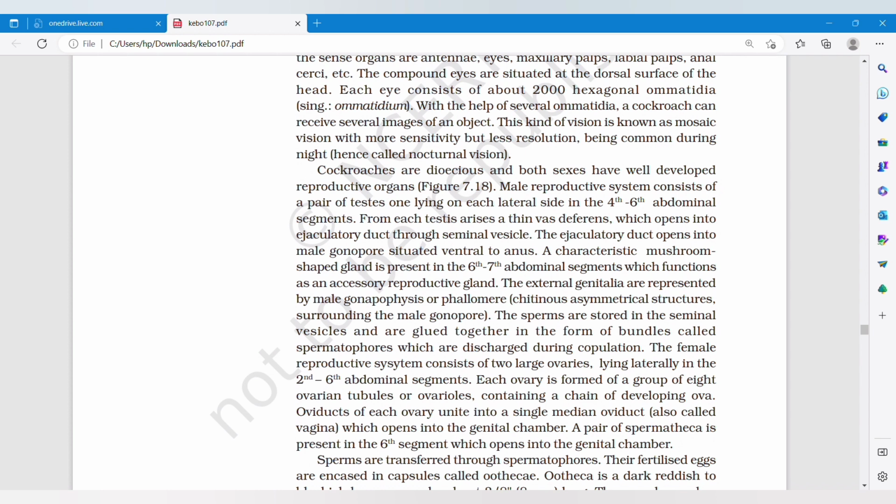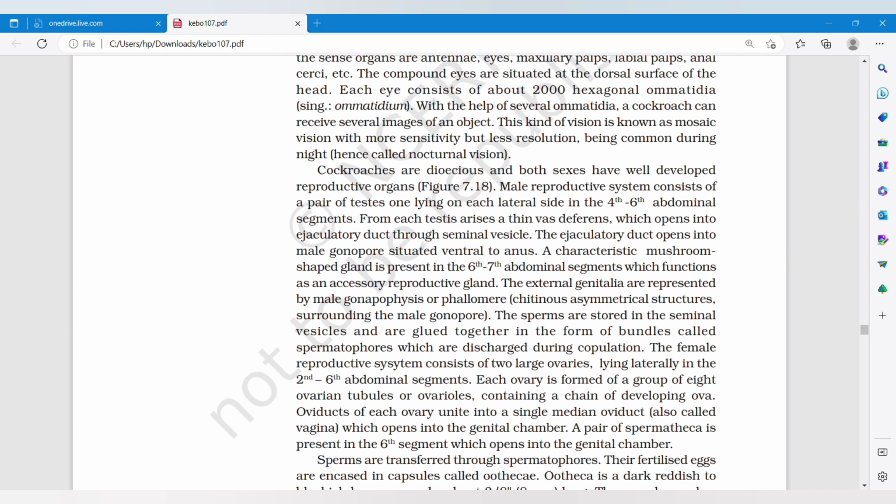A characteristic mushroom-shaped gland is present in the sixth to seventh abdominal segment, which functions as an accessory reproductive gland. The external genitalia are represented by male gonapophysis or phallomere, that is a chitinous asymmetrical structure surrounding the male gonopore. The sperms are stored in the seminal vesicle and are glued together in the form of bundles called spermatophores, which are discharged during copulation.